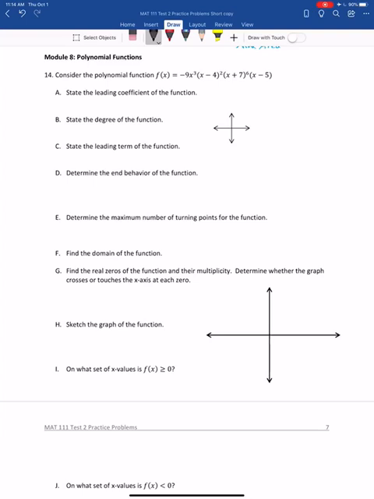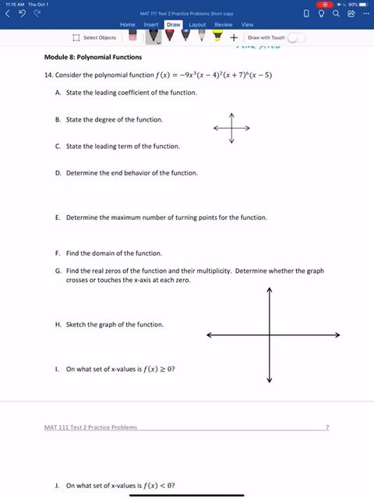All right, moving on, we'll look at polynomial functions. So let's take a look at problem 14. It says consider the polynomial function f of x equal to negative 9x cubed times (x minus 4) squared times (x plus 7) to the 6th power times (x minus 5). So we've got a linear factorization established with this polynomial.